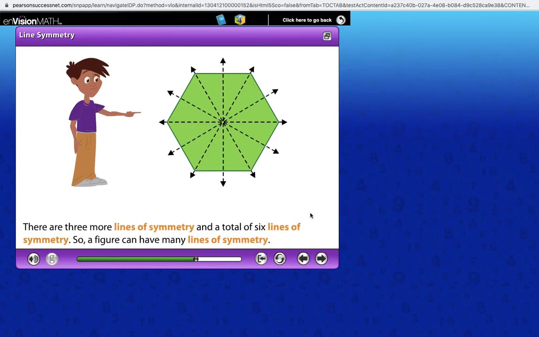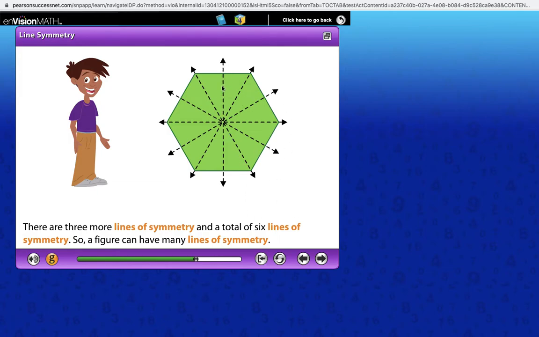There are 3 more lines of symmetry, for a total of 6 lines of symmetry. So a figure can have many lines of symmetry. A hexagon is an example, boys and girls, that can be a little confusing. That's why we started with only 3 lines of symmetry and then showed you the next few lines.